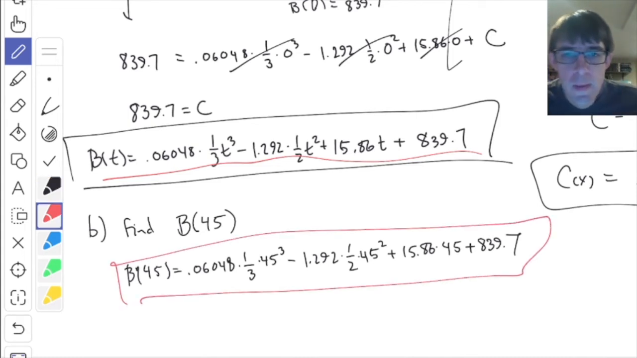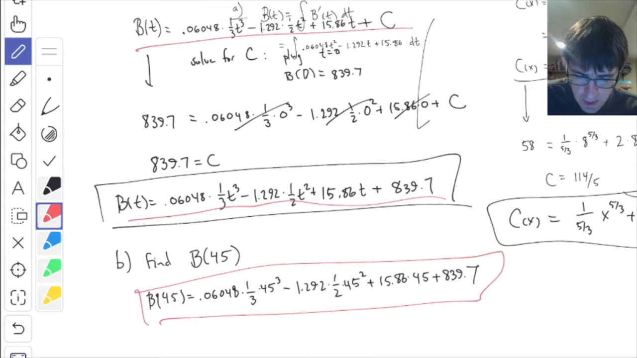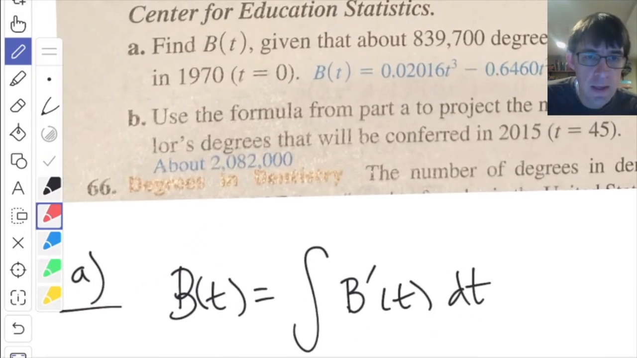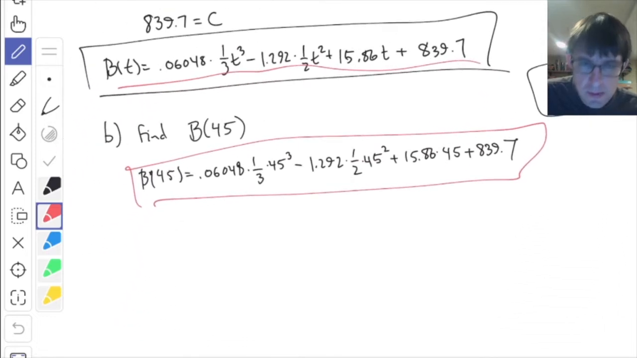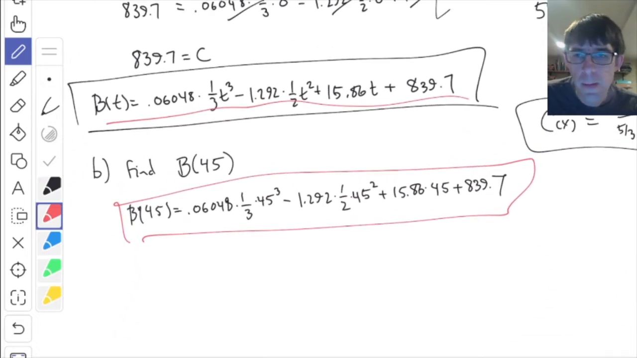All right. If you want to, you can plug that into your calculator. It's just a number, you know, and the answer that they gave, apparently they calculated this number is 2,082,000. But that comes from just plugging all of this business into a calculator. All right. What do you think? Any questions about that one? If this were a test question, I would expect you to just leave your answer like I did right there in the red box.